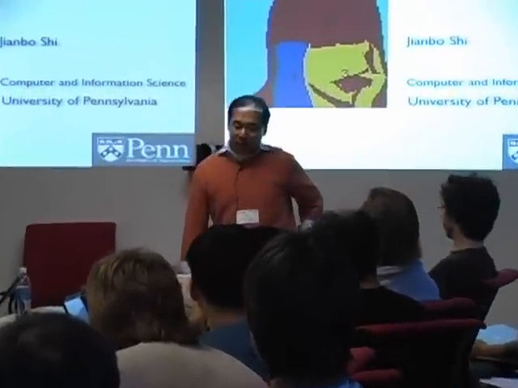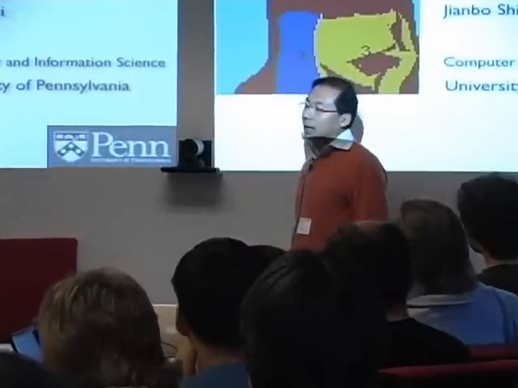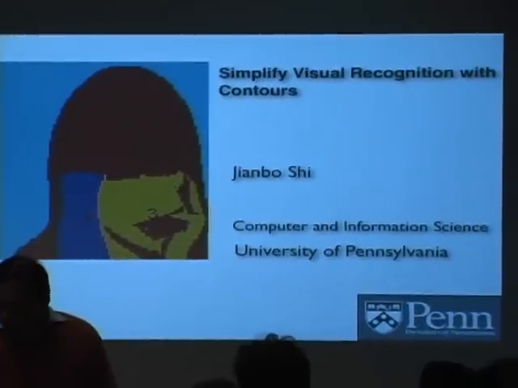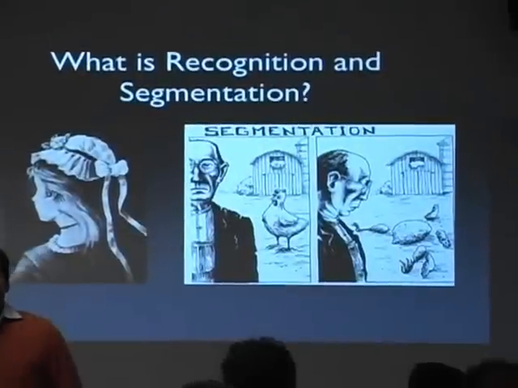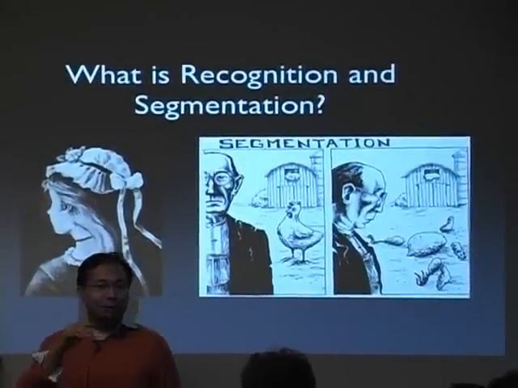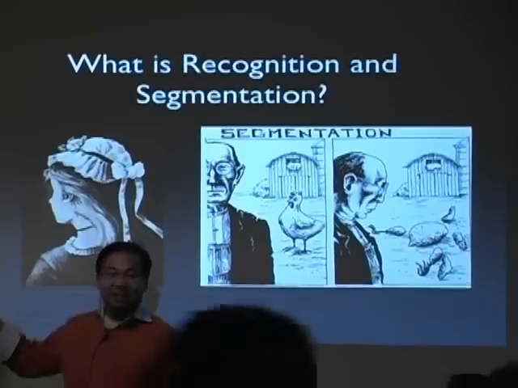So today I'm going to talk about some of the work that we are doing at Penn. The title of the talk is Simplified Visual Recognition with Contours. I'll make that topic a little bit clearer. Usually when I give a talk, I want to understand who my audience is. Even though I know quite a few of you, I want to see what you see in images.